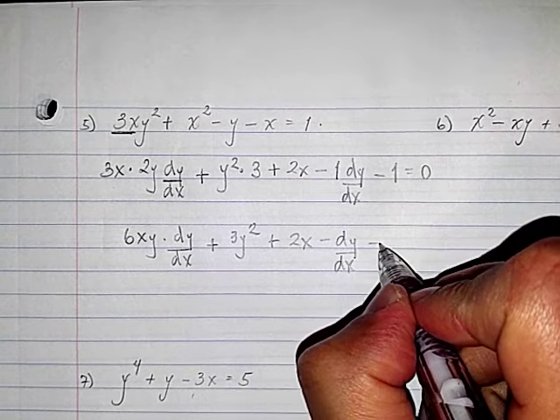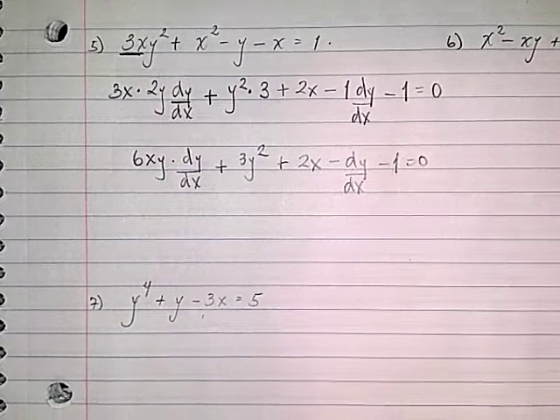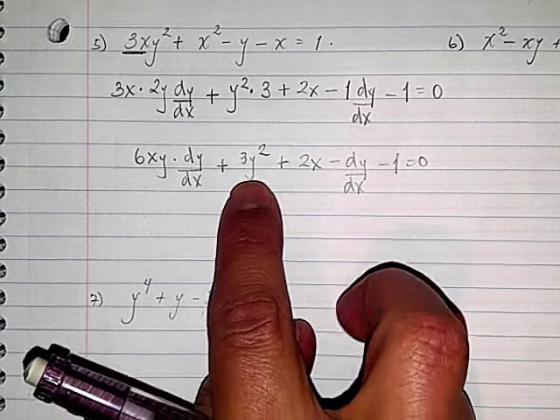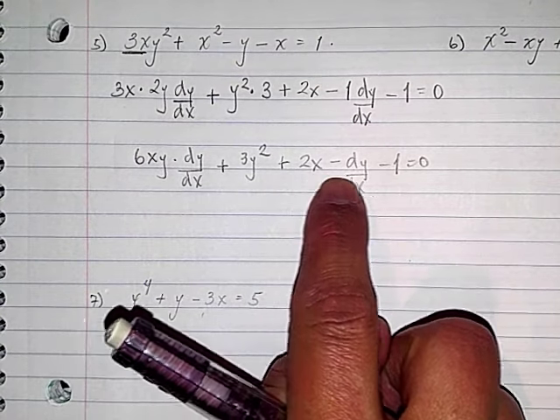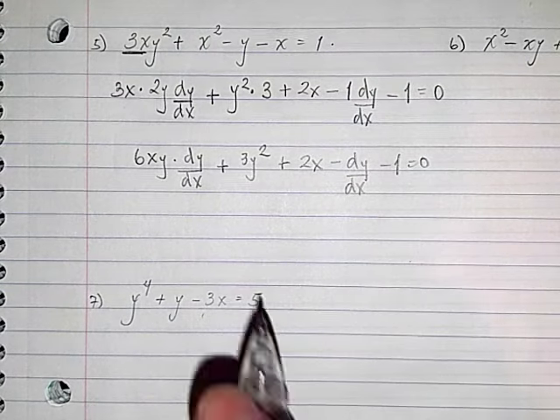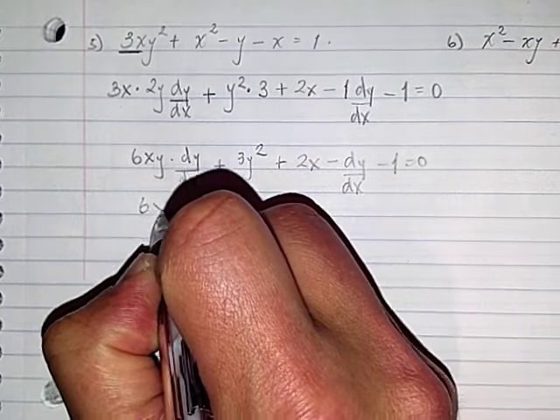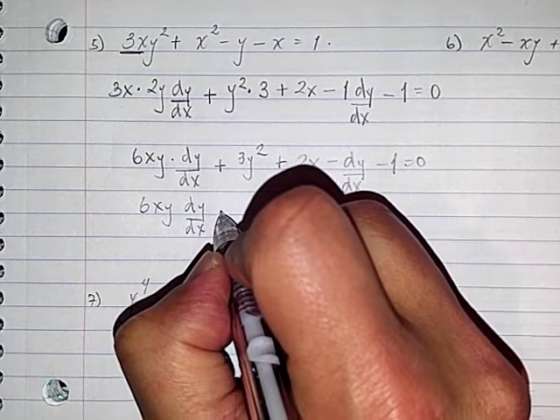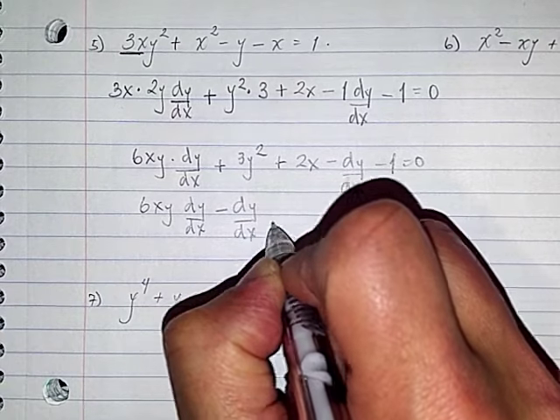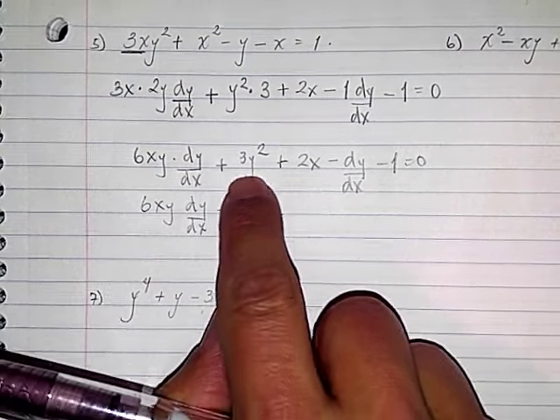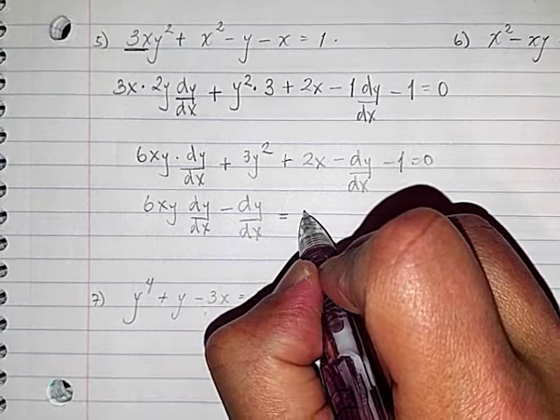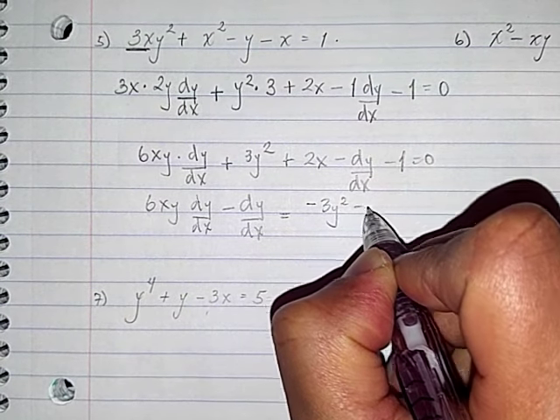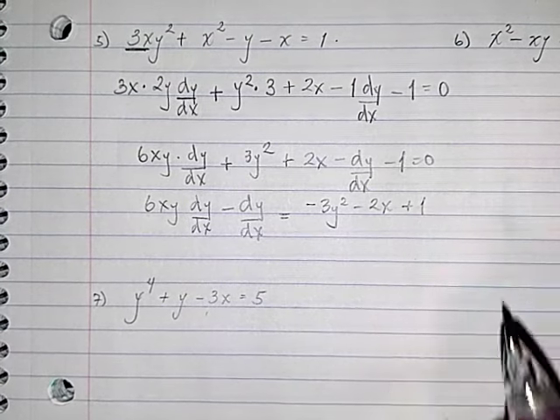Let's see, minus 1 is equal to 0. So hopefully by now you're starting to see the hang of it. I'm going to keep my dy dx's on the left, everything else, 3y squared plus 2x minus 1, take it over to the right. So let's see, how can I do this? 6xy dy dx minus dy dx equals, I'm going to take everything, 3y squared, this guy's all the way to the right. So that becomes, let's start off with, negative 3y squared minus 2x plus 1.